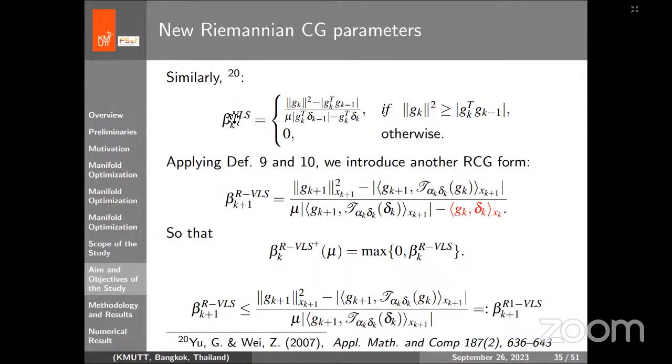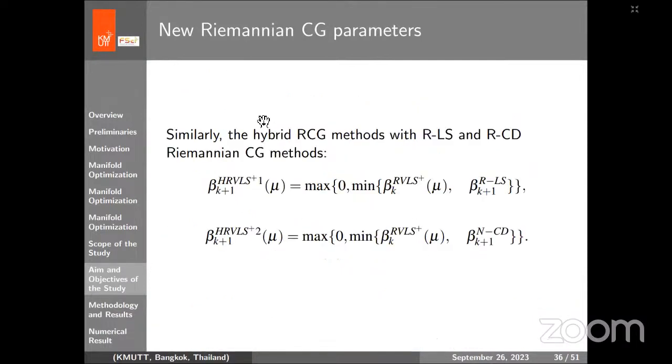So other important properties like sufficient descent as well as global convergence can easily follow without actually showing that of beta k r vls. So based on this setup, we come up with this hybrid method. Actually, there is an omission here. The hybrid method is supposed to be two, like what we have in the first one. Okay, these are the hybrid methods. So based on that generalization above, we have these hybrid methods, whereby we hybridize the beta KLS with beta KRLS and RCD. This is supposed to be R, not N, RCD.